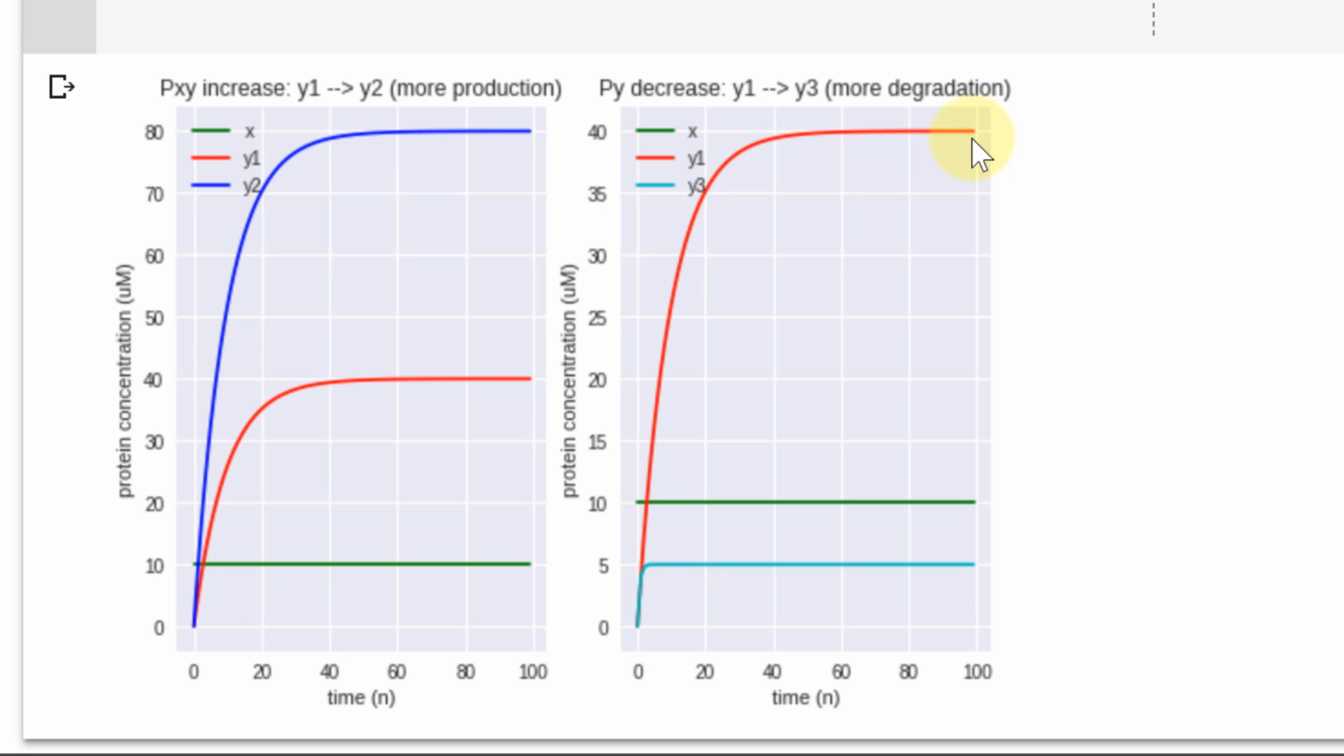And if you decrease py, which means there is more degradation, we have this plot. You see that the steady state level decreased because we have more degradation. But at the same time, this graph reaches steady state much faster compared to this. So basically, protein degradation affects both steady state and response time, while protein production affects only steady state.